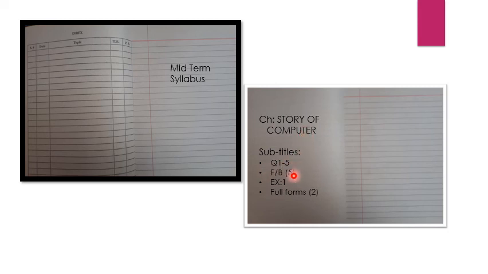Subtitles would be 5 questions, 5 fill in the blanks. Exercise 1 is there, in which you are going to write the inventions and their generations. And two full forms would be there. From here you are going to start your work very properly. You are going to put the date first, remember. Write the question with blue color pencil and write your answer with sharp pencil. I hope you are going to do all of your work with neat and clean writing. Your pencil must be sharp and your work should be done very neatly.